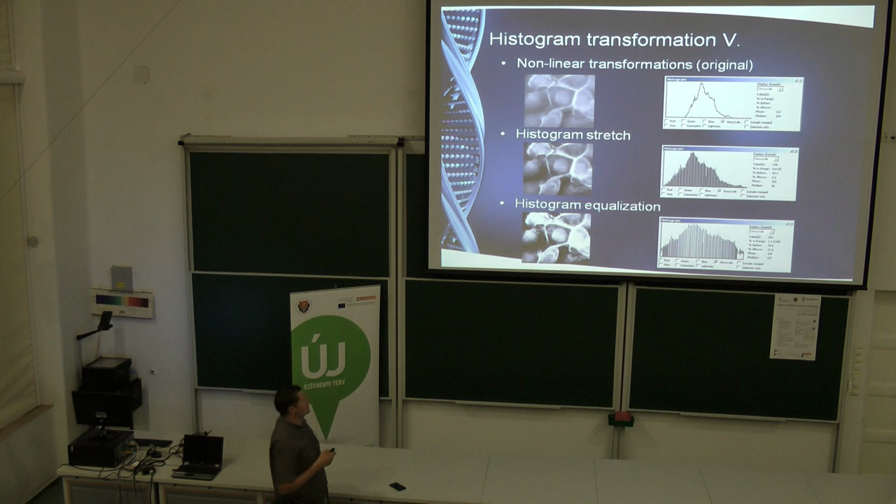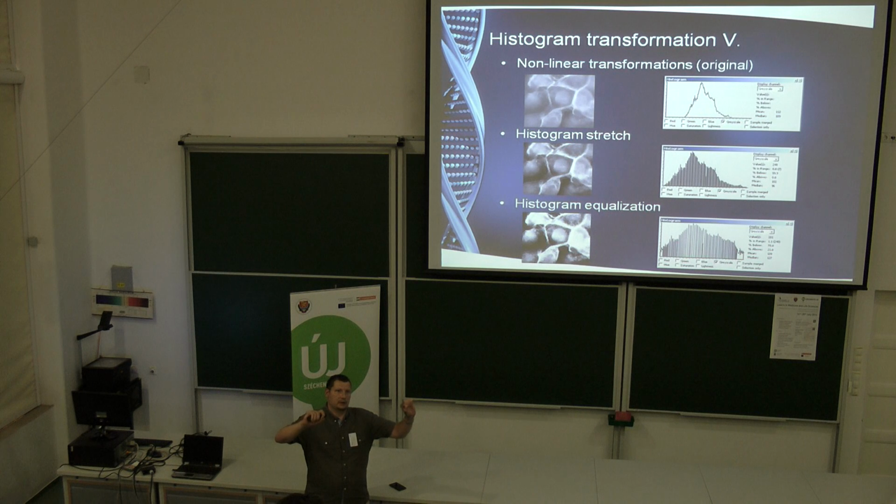Two other histogram transformations make the image look very good, but we should be careful with that. One is histogram stretching. Histogram stretching is nothing more than picking the lowest and highest intensities and stretching them as much as we can. So basically we use the entire visible spectrum for visualizing our data.